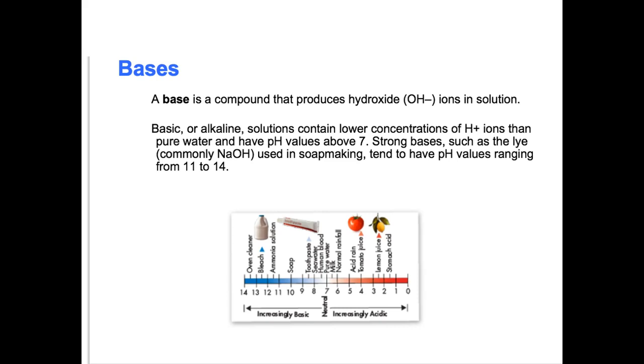On the opposite end, then, we have the bases. The bases are going to form hydroxide ions in solution. Basic, or what we call alkaline, solutions contain a lower concentration of hydrogen ions than water, and their pH values are above 7. Strong bases, for example, are lye, which a lot of times we'll call sodium hydroxide, and their pH values, really strong ones, are from 11 to 14.